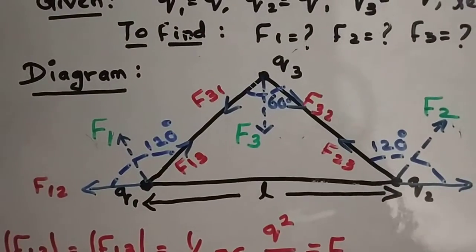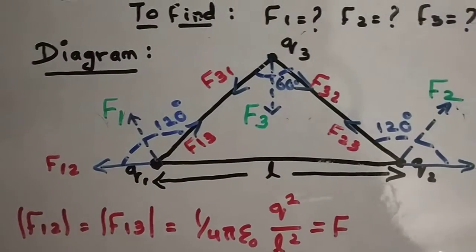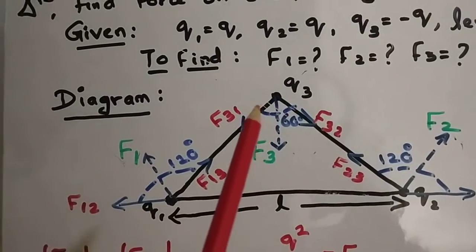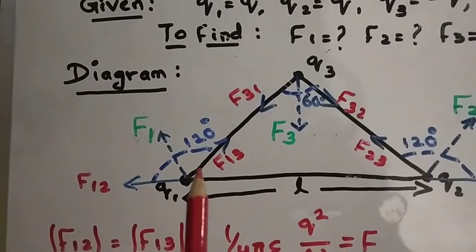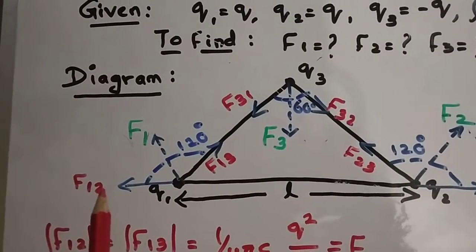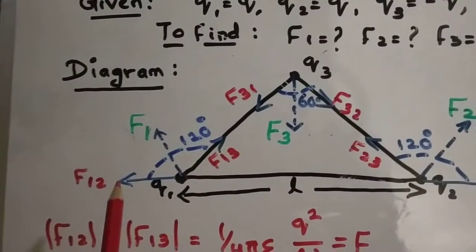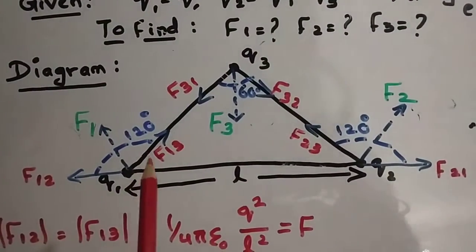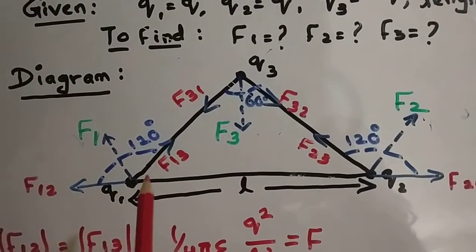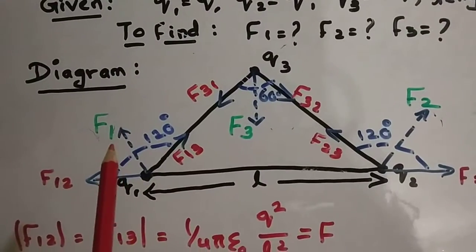In this diagram, the vertices Q1, Q2 and Q3 are placed, and here the force exerted on Q1 by Q2 is shown along this direction. The force exerted on Q1 by Q3 is shown along this direction. So the resultant of these two forces is F1.